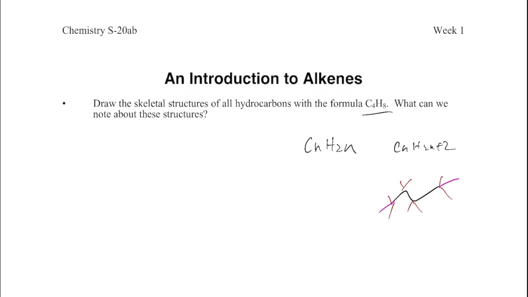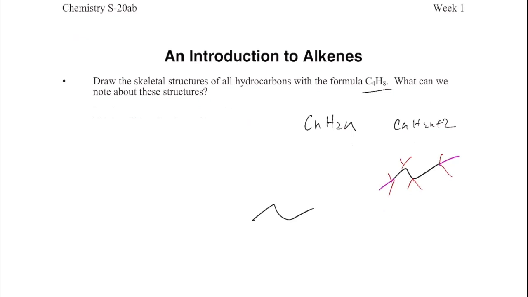And there are 2 ways that can happen. First, you have a double bond, and you lose 2 hydrogens. And the second way is that the 2 terminals are connected and form a ring, so that you lose the 2 hydrogens on the terminals. So these are the 2 ways.